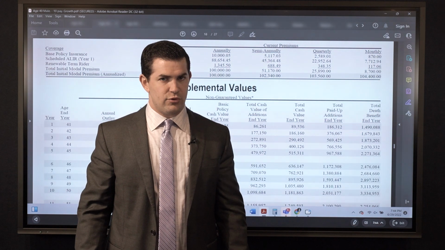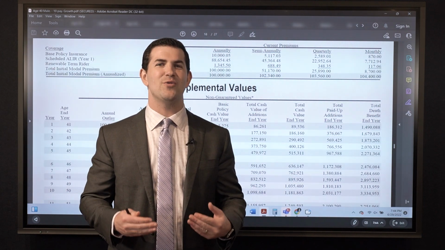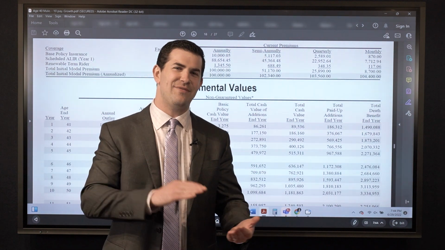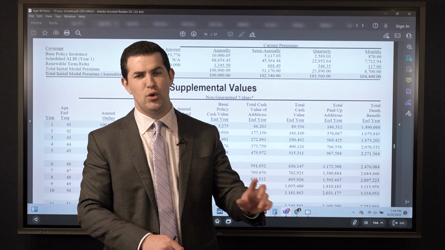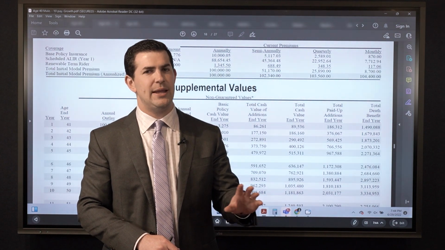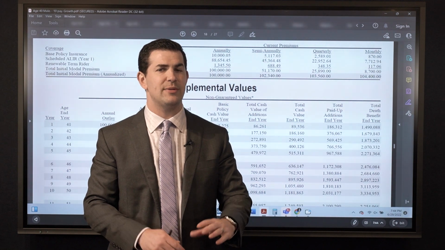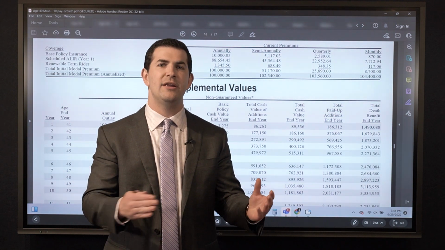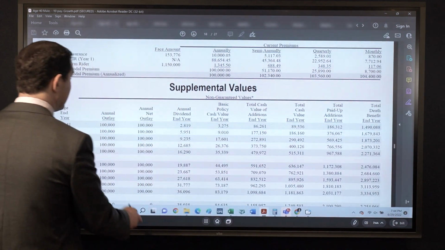A little bit different with direct recognition. With a direct recognition policy, the company directly recognizes the fact that you have a loan outstanding and they apply a different dividend rate to the borrowed funds. Keep in mind I said different dividend rate. It is not always reduced. Sometimes we hear that quite a bit. It depends on the insurance company and how they treat dividends with their direct recognition treatment.